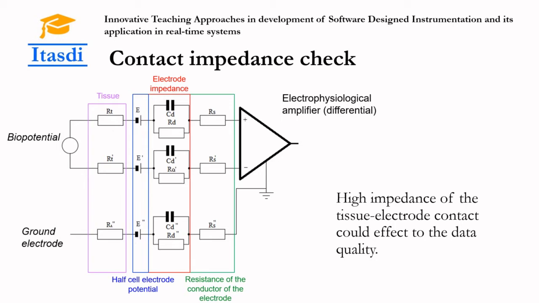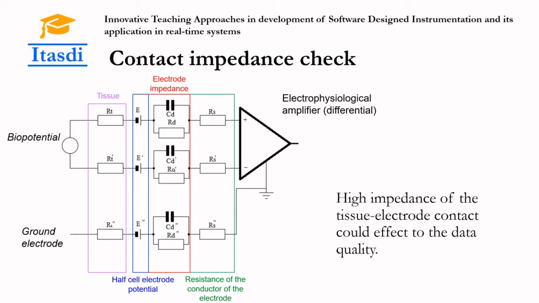The previous video presented code programming for the application that could be used for the electrode impedance testing. Why is electrode impedance so important? The contact tissue electrode electrophysiological amplifier could be modeled by the schematic presented in this figure. It includes tissue resistance, half-cell potential, which originates from oxide reduction processes of metal electrolyte contact, then resistive and capacitive effects of electrodes, and resistance of the electrode conductor.